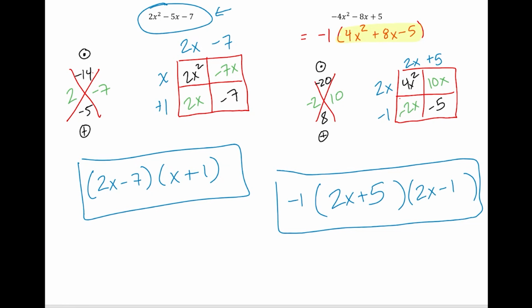And it's always a good idea to check to see if these work. 2x times 2x is 4x squared. 5 times 2x is 10x. And you can always do this check and make sure you're doing it right. 2x and -1 is -2x. 5 times -1 is -5. If you find that one of the multiplications is not giving you what's inside the box, then you made a mistake somewhere. You just want to go back and try to figure out what happened.